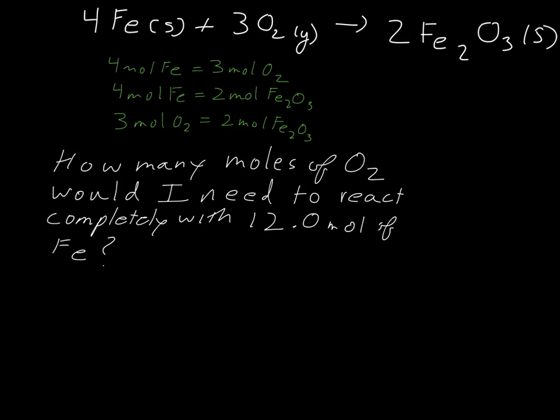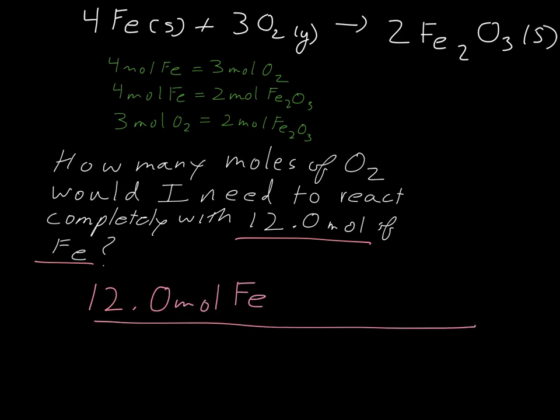Well, we treat this just like any other unit conversion. We start our line with the number given to us in the problem, 12 moles of iron. So I have 12 moles of iron. I don't want moles of iron, so I'm going to place moles of iron down here where they'll cancel out.